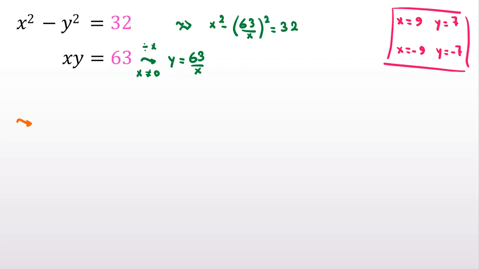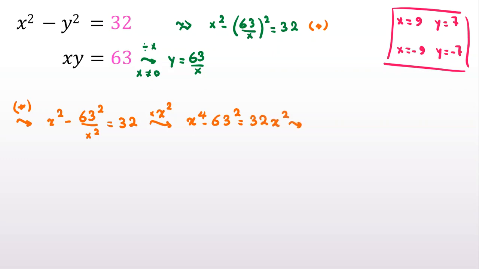Let me write this equation as star. If we consider star, we can say it's x squared minus 63 squared over x squared equal to 32. We want to get rid of the denominator, so we multiply both sides by x squared, so it will be x to the 4 minus 63 squared equal to 32 x squared. Now we take everything to one side. Let me write it here. x to the 4 minus 32 x squared minus 63 squared.